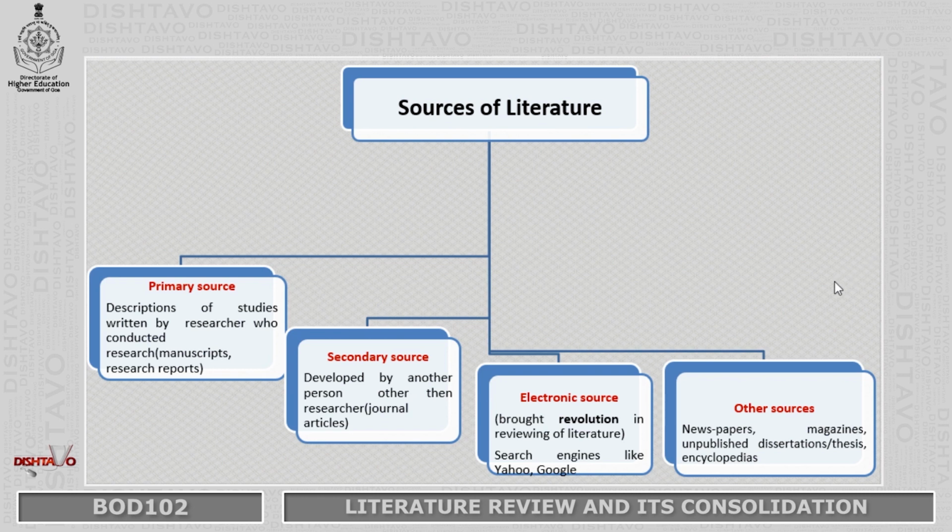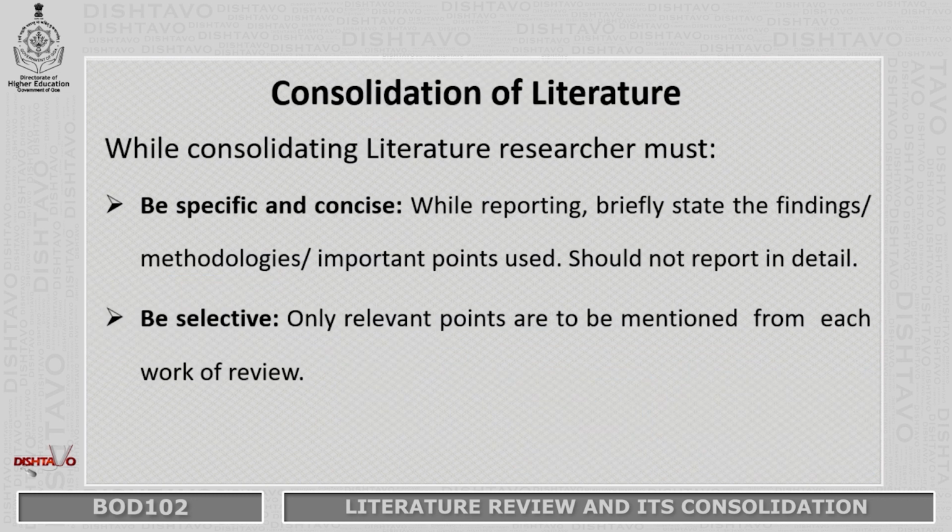The third one is electronic source. Students, search engines like Google or Yahoo have brought a revolution in reviewing the literature. If you type any word on Google, you will get a lot of information on these search engines. The other sources of literature could be the newspapers, magazines, unpublished dissertations, theses, or encyclopedias.